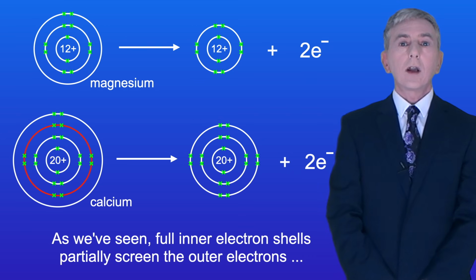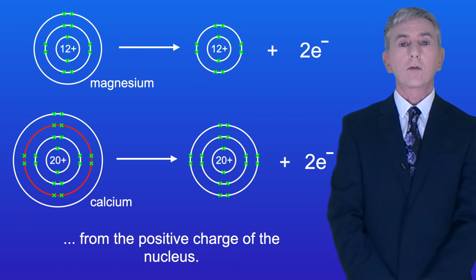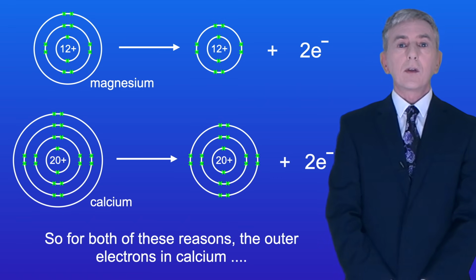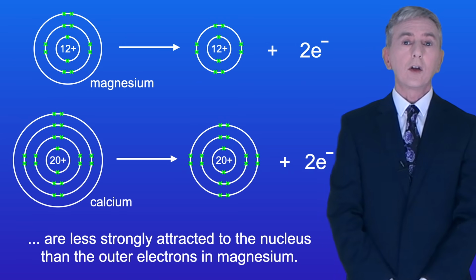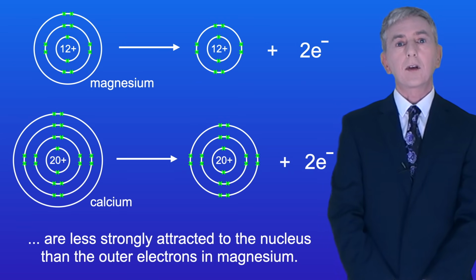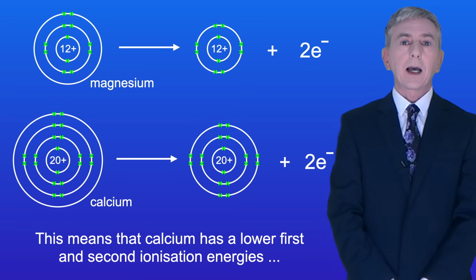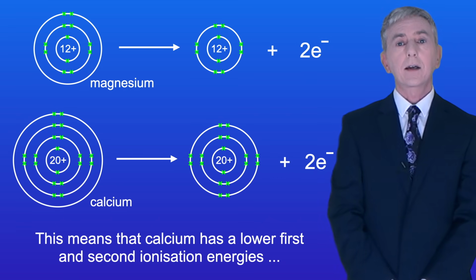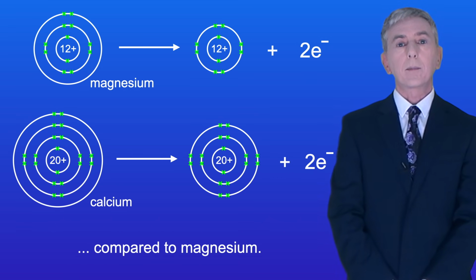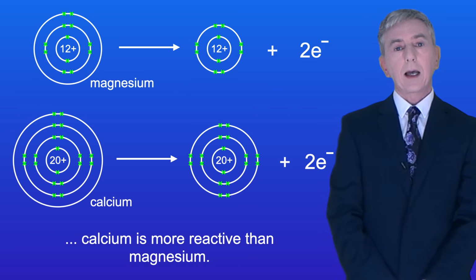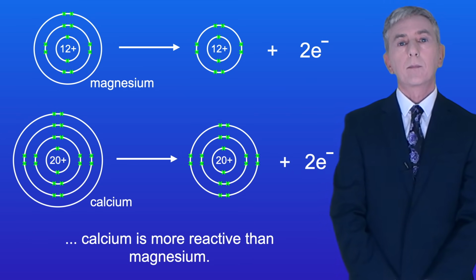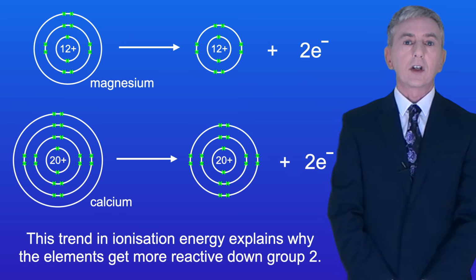As we've seen, full inner electron shells partially screen the outer electrons from the positive charge of the nucleus. So for both of these reasons, the outer electrons in calcium are less strongly attracted to the nucleus than the outer electrons in magnesium. And this means that calcium has lower first and second ionisation energies compared to magnesium. So because it takes less energy to remove the outer electrons, calcium is more reactive than magnesium. And this trend in ionisation energy explains why the elements get more reactive down group 2.